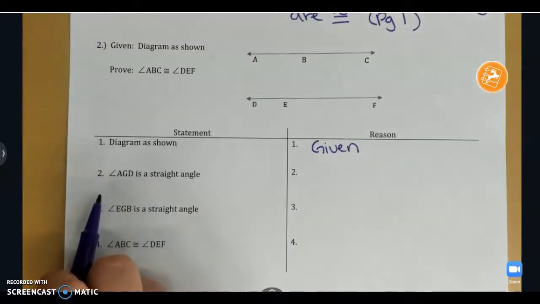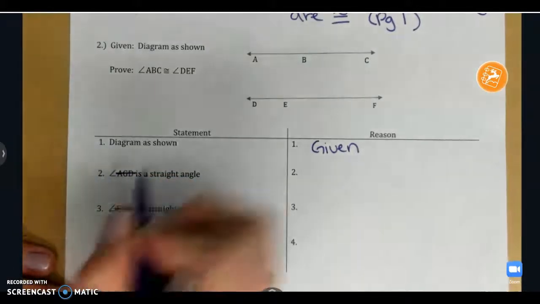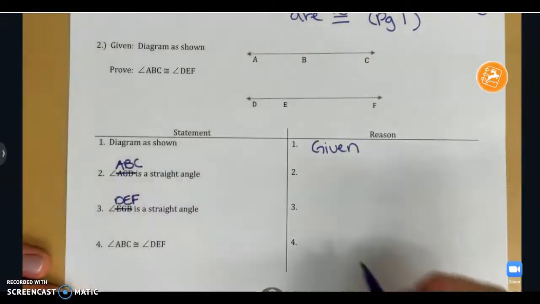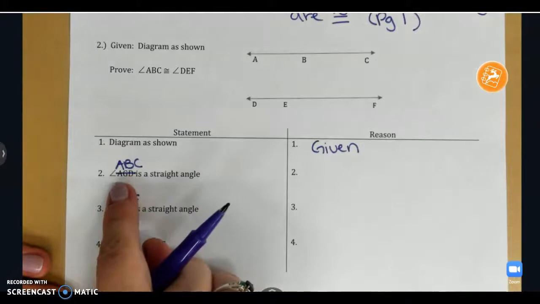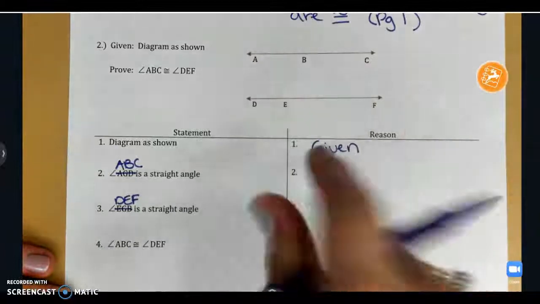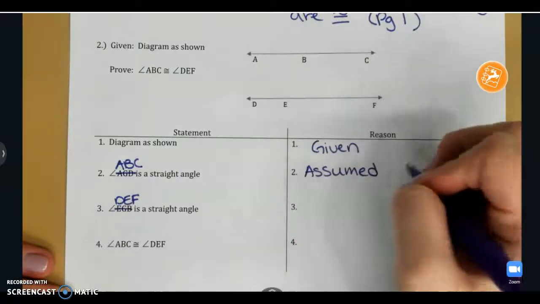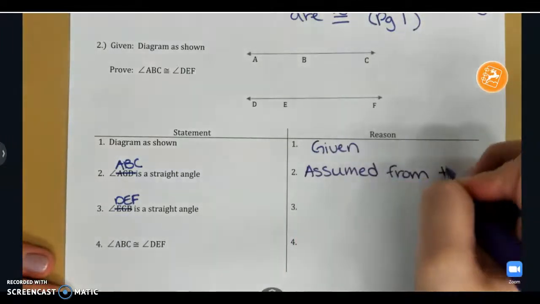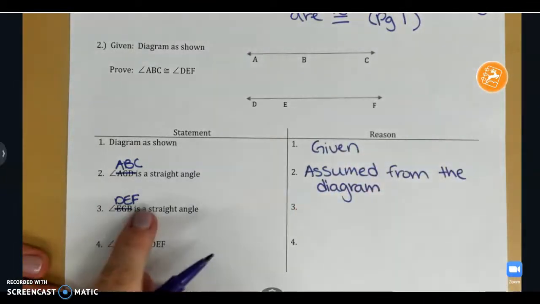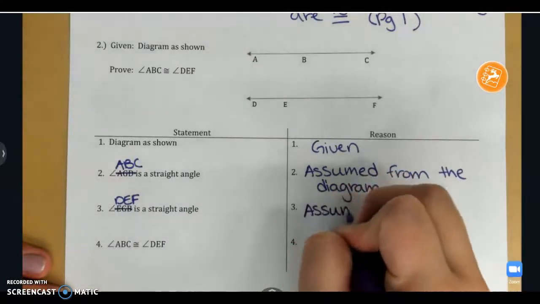Statement 2 is that angle ABC, and I apologize, that should be ABC. So this should be angle ABC, and this should be angle DEF. Okay, so we know that angle ABC is a straight angle. How? Because we can assume straight angles. So our reason would be assumed from the diagram. If we didn't have the diagram, we could not assume that. So it's assumed from the diagram. Okay, same thing for angle DEF being a straight angle. This was assumed from our diagram.